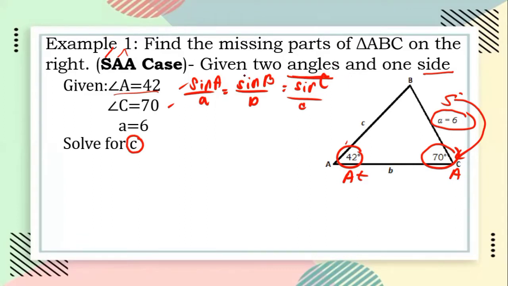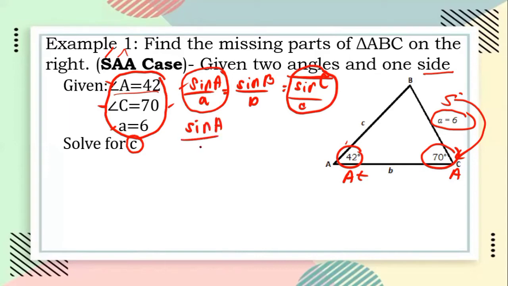In choosing which ratio you should use, you have to consider our given. Our given consists of angle A, side A, and angle C. Therefore, you're going to use the ratio which has A and C. So let's write down sine A over A and sine C over C. We only need these two parts of the law of sines formula because we are just looking for the value of C here.